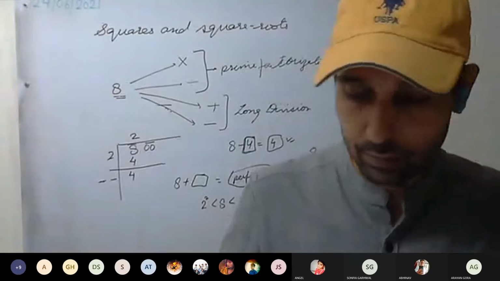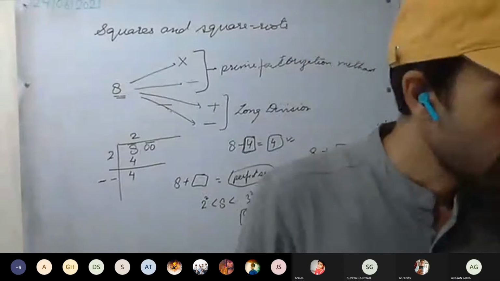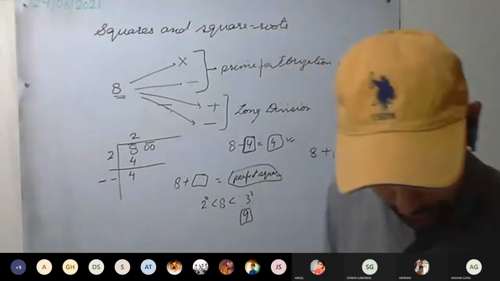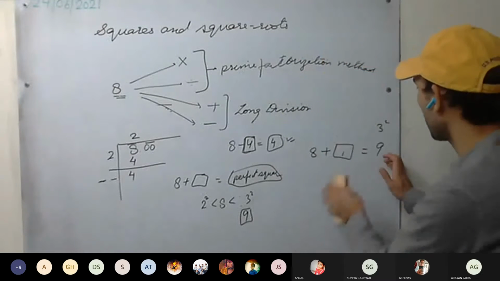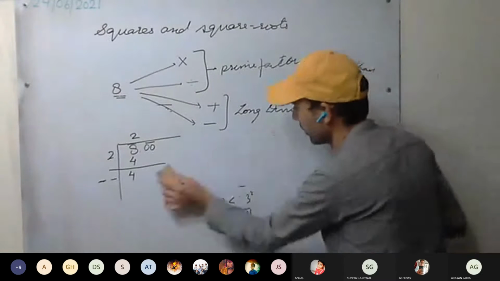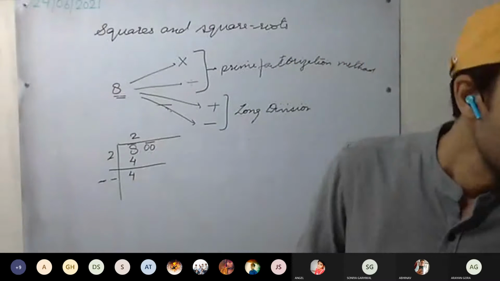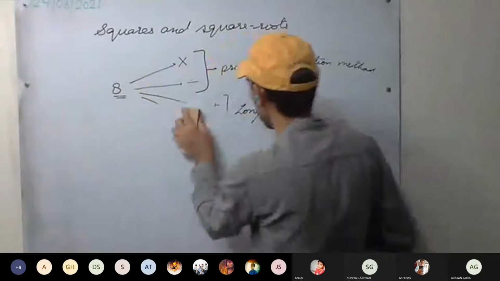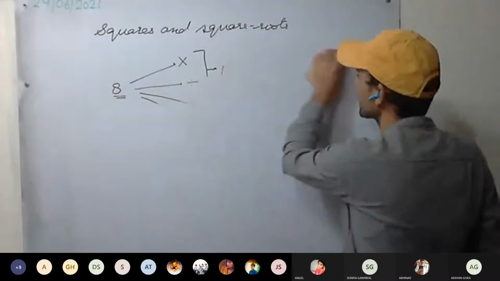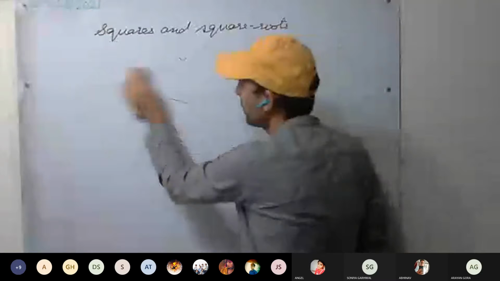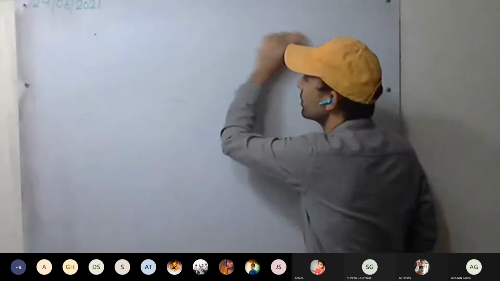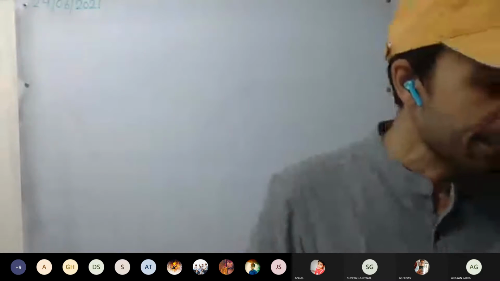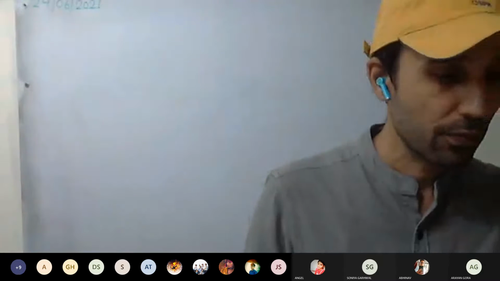Read once, 18th question. Find the greatest 6-digit number which is a perfect square. So what do we have to do first? We take the greatest 6-digit number.